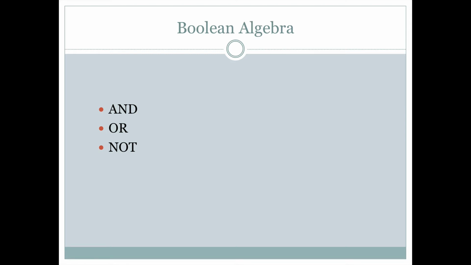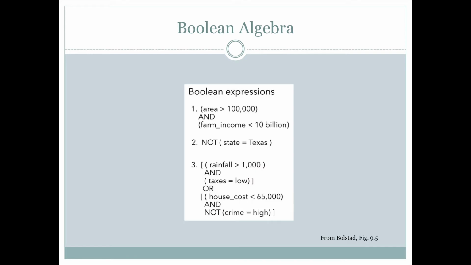Boolean algebra is used to combine different set algebra or other selection type criteria in order to make more complicated selections. With Boolean algebra, we're talking about the operators and, or, and not. So let's look at some examples here. Here would be one expression: area is greater than 100,000 and the farm income is less than 10 billion. Both of those set algebra expressions would have to be true in order for an individual feature to be selected here.